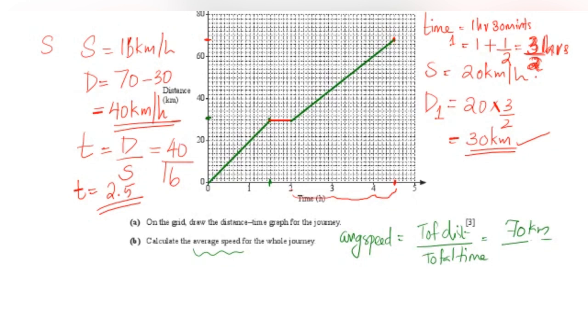You can read it from the graph. Looking at the time axis, we get the total time for the entire duration as 4 hours and 30 minutes or 4.5 hours. Now 4 hours 30 minutes is nothing but 4 plus half an hour, which is 9 by 2 hours. So 70 by 9 by 2. Input this in the calculator, and you will get the average speed for the entire journey.